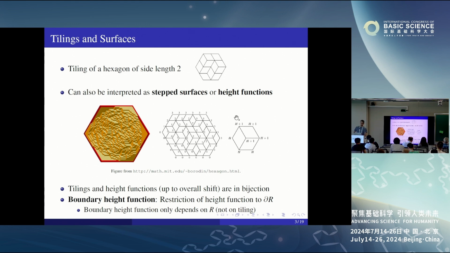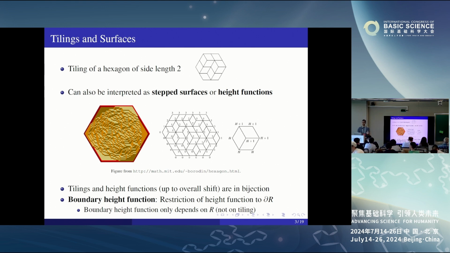The rule of doing that is shown over here. For example, if I have a vertical tile, and I know the height function is h here, I can extend it to the other 3 vertices by setting it to be h plus 1, and h plus 1 here. And likewise, if I know any vertex in this picture, I can extend it to the other vertices. In this way, given a tiling and given just the height function at one point in the tiling, I can extend it to the rest of the domain.